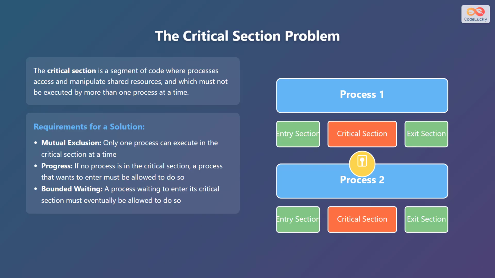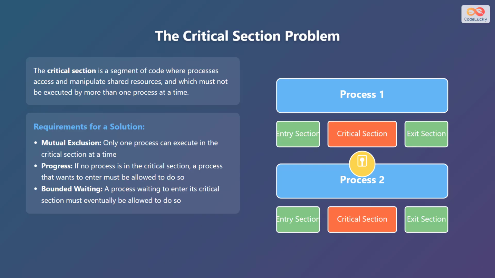First, mutual exclusion, where only one process can execute in the critical section at a time. Second, progress. If no process is in the critical section, a process that wants to enter must be allowed to do so. Third, bounded waiting, where a process waiting to enter its critical section must eventually be allowed to do so. The diagram on the right shows the critical section.